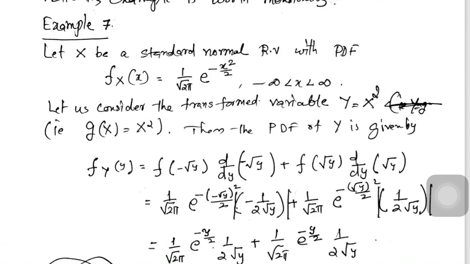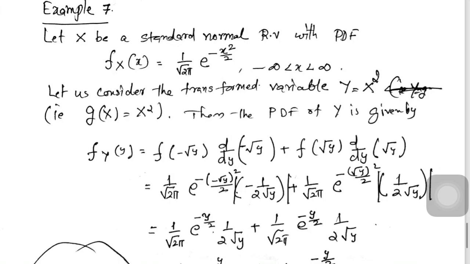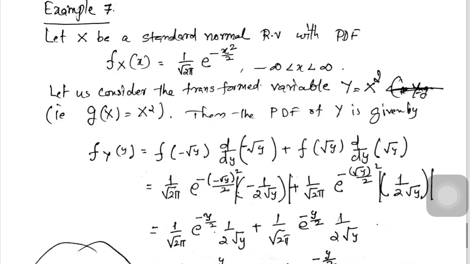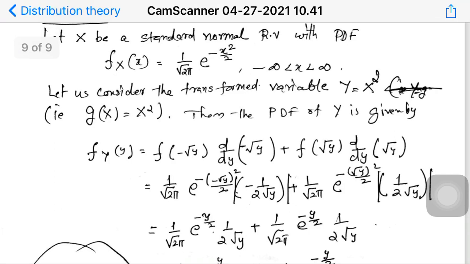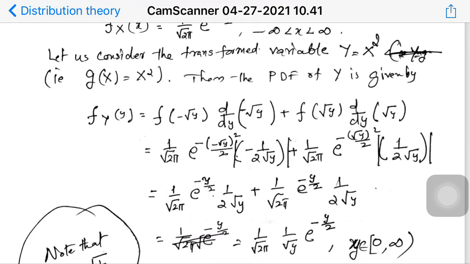What is PDF? PDF is fy of y is equal to the first part plus second part. First part is f of minus root y into d by dy of minus root y, plus the second part, f of root y into d by dy of root of y. And you can substitute: ഇതിലുള്ള ഈ സ്മോൾ എഫും ഈ സ്മോൾ എഫും എക്സിൻ്റെ പി ഡി എഫ് ആണ്. ഈ എഫ് വൈ എന്ന് പറയുന്നത് വൈയുടെ പി ഡി എഫ് ആണ്. വേണമെങ്കിൽ ഈ എഫിൻ്റെയും സഫിക്സിൽ നിങ്ങൾക്ക് എക്സ് എന്ന് കൊടുക്കാവുന്നതാണ്. അത് ഞാൻ കൊടുക്കാൻ വിട്ടുപോയതാണ്.